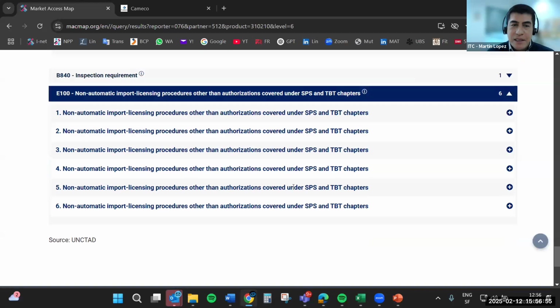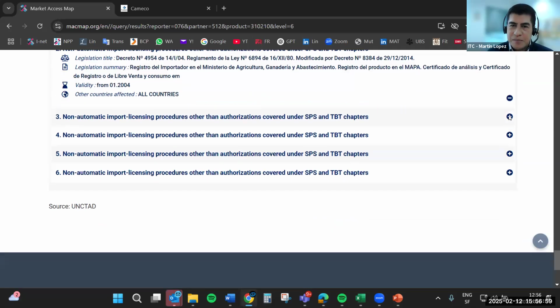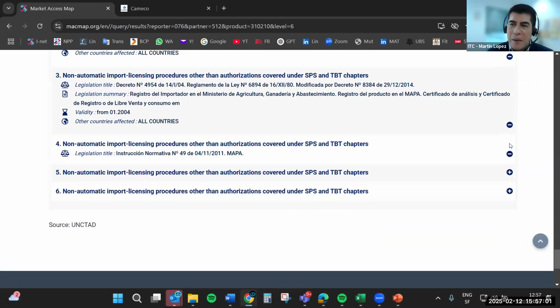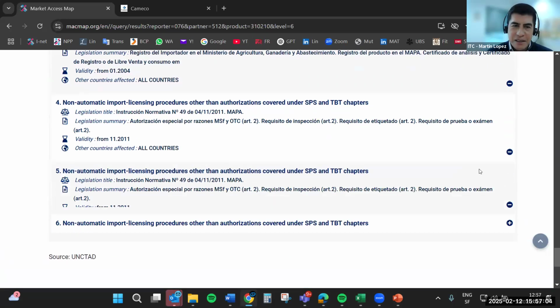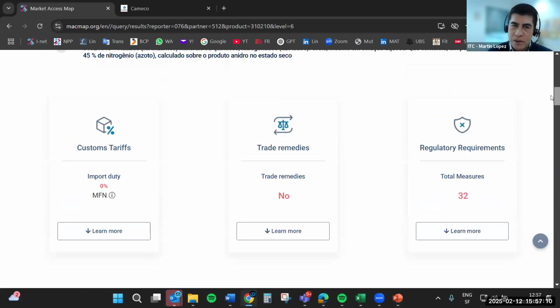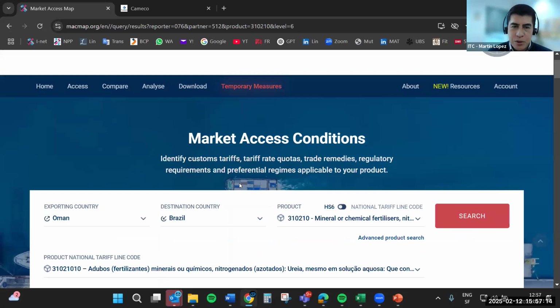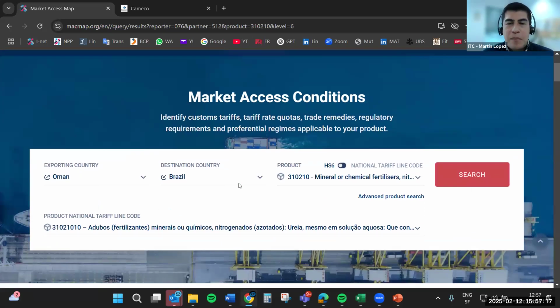And well, this is what exporters, chemicals, industrials, tactical managers in industrial companies have to look at every day in order to make sure that their product will comply with the required measures, conditions to access a given market. The magic of this tool is that it puts in a single interface all those requirements.